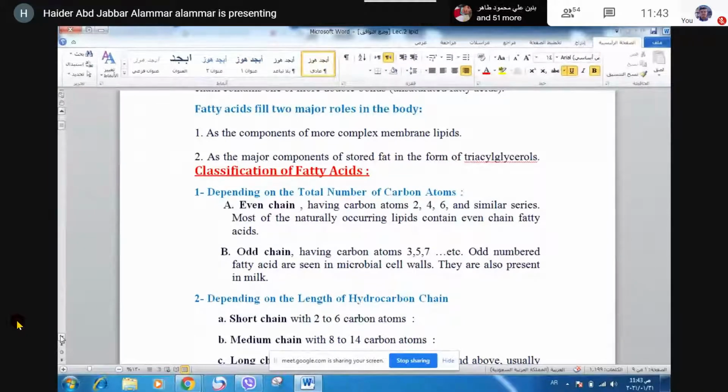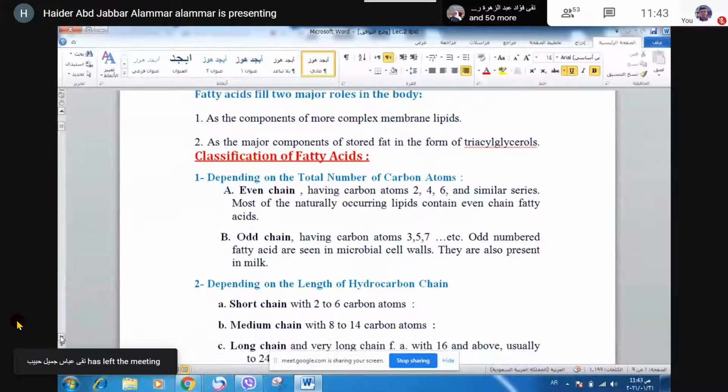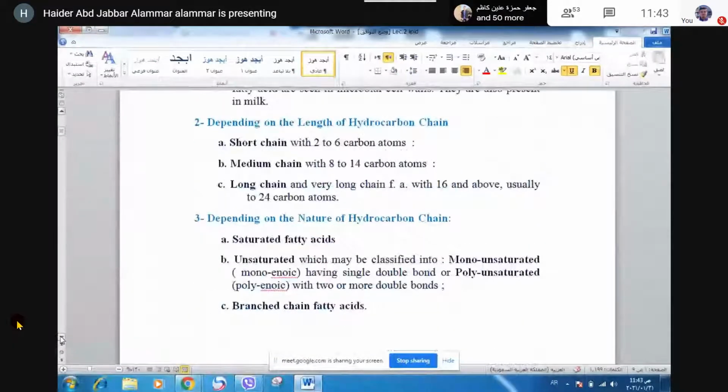The second classification depends on the length of the hydrocarbon chain. As you see here, we can divide fatty acids into three types: short chain fatty acid, medium chain fatty acid, and long chain fatty acid, depending on the number of carbon atoms. The short chain contains 2 to 6, the medium chain contains 8 to 14 carbon atoms, and the long chain and very long chain fatty acids have 16 and above.